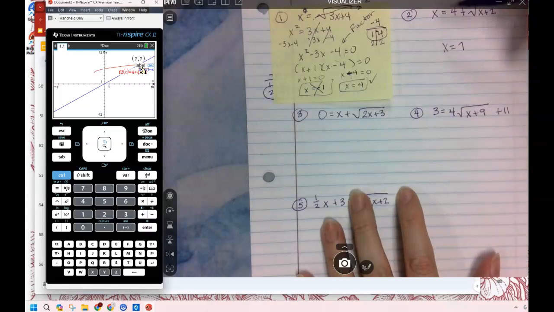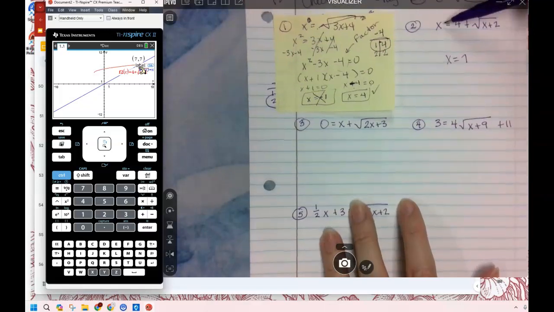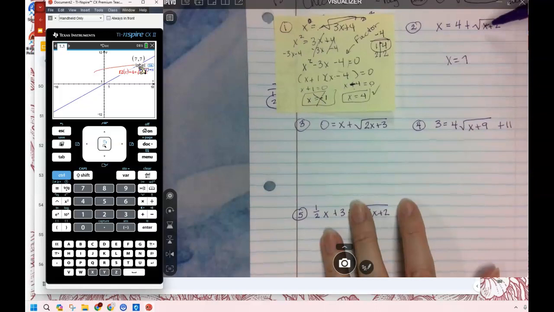Now I do want to check. If I put a 7 in here, that's a positive on this side. If I put 7 in here, that's a positive, so that's my answer.